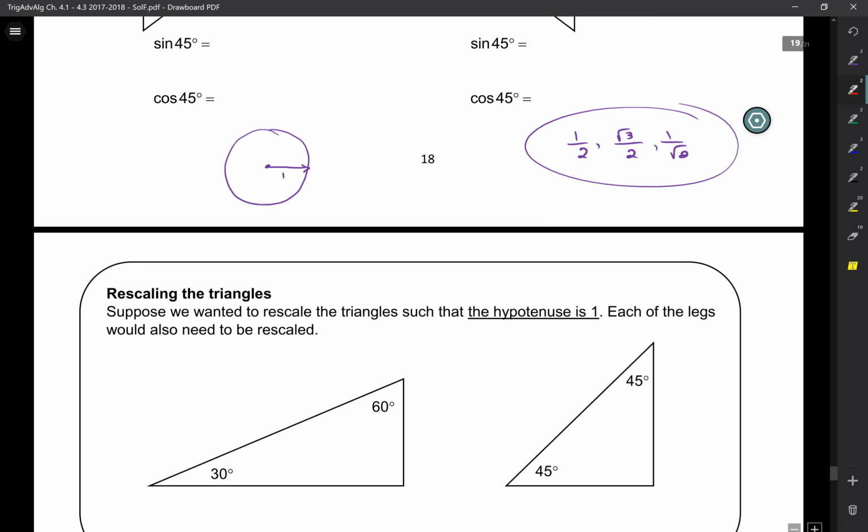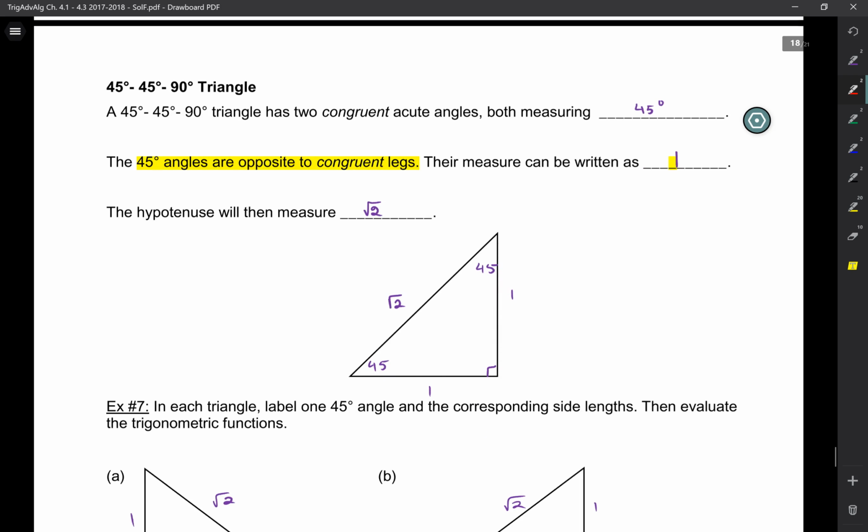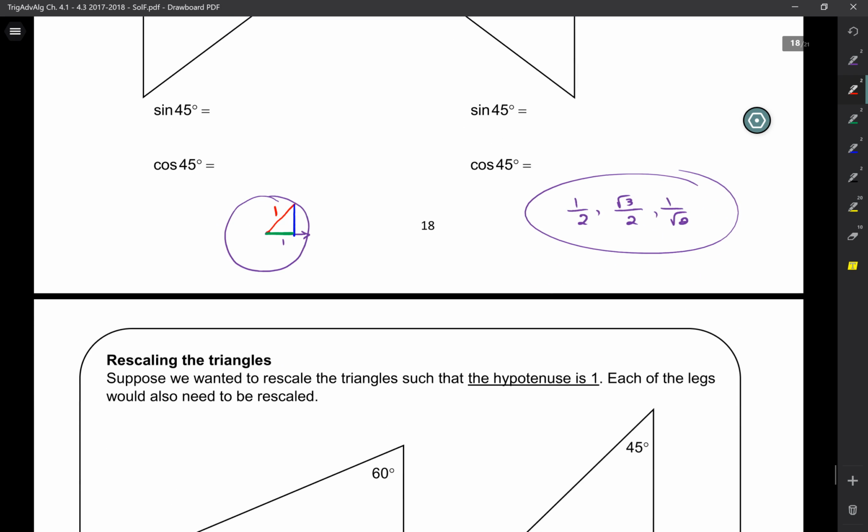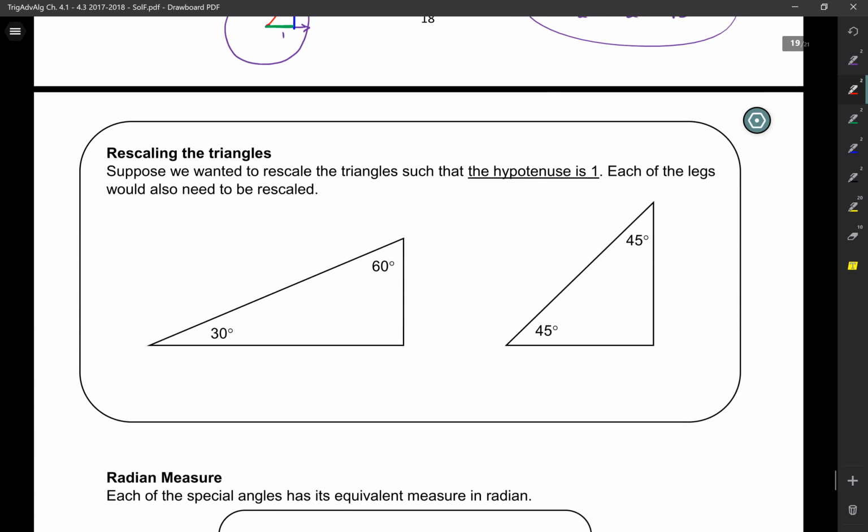So now, if I wanted to put a triangle in here, which one of those sides, the red, the blue, or the green, is a radius? The red is a radius. It can only be a 1 because this is a circle with a radius of 1. Now look at this triangle up here. It's got a hypotenuse of root 2. Can that fit in here? Well, no, because the hypotenuse, which is the red one, can only be 1. That can't fit in here. So what I have to do is rescale my triangles.